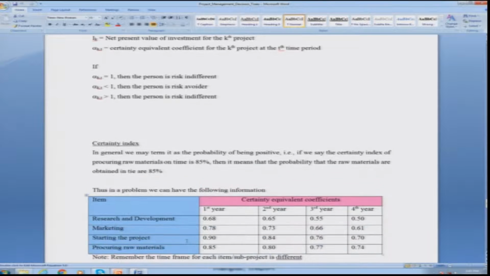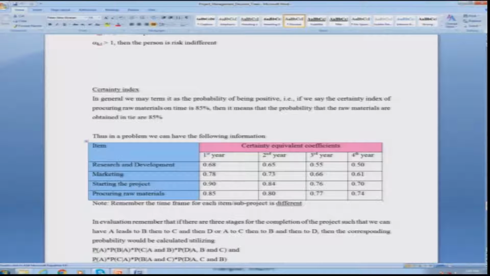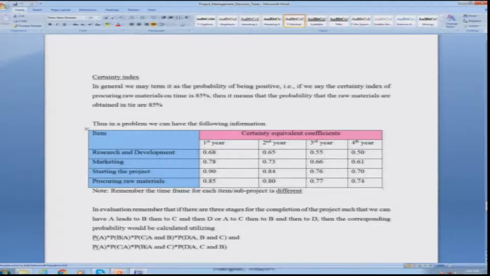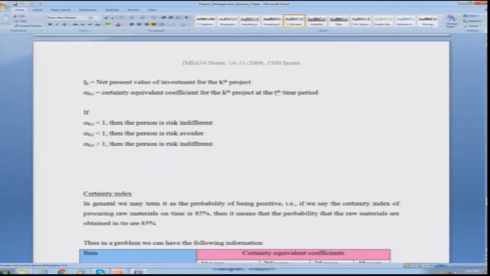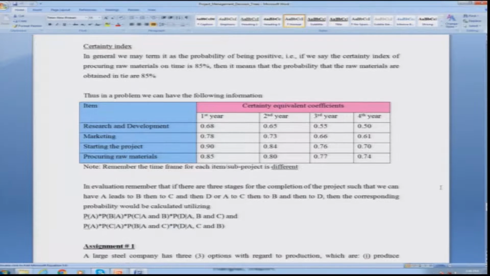If I consider the concept of certainty value index, in general we may term this as the problem you are going to consider in a very simplistic sense. I will not go to the assignment as such; I will just go through the concept and close this topic, in order to deal with it later using the utility concept. The assignment in the last part is not to be done as of now; we will consider that later on.